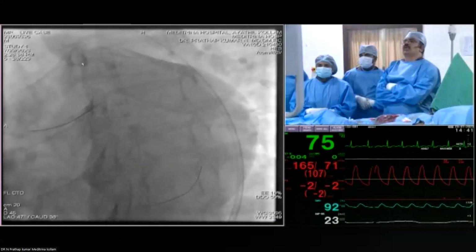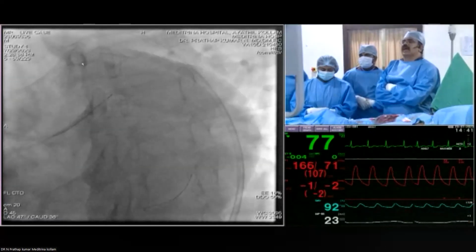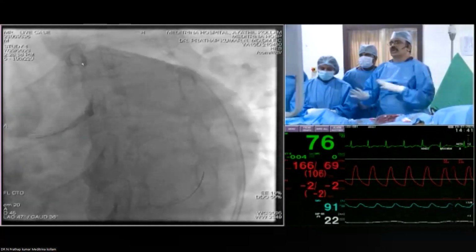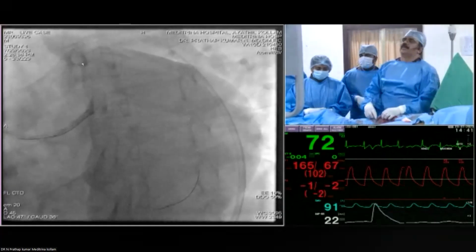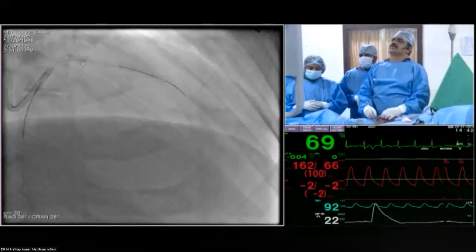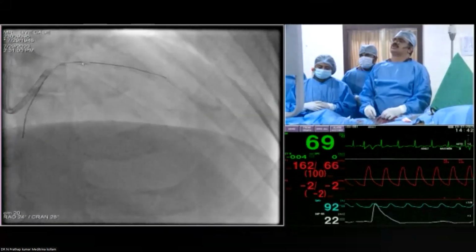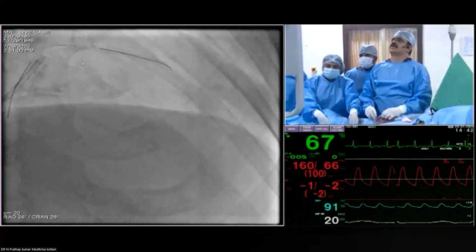Now I took the wire into the LAD. After that, this much is done. Now the wire is going into the proximal part of the LAD. It is crossed. This is the area where I just reached. Can you just give a check?